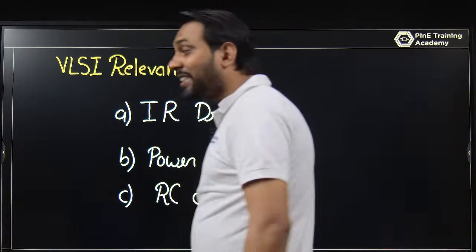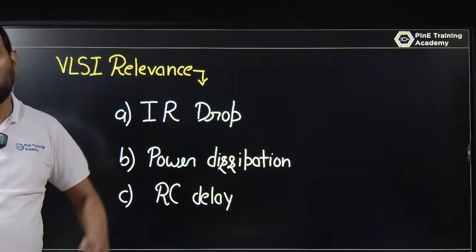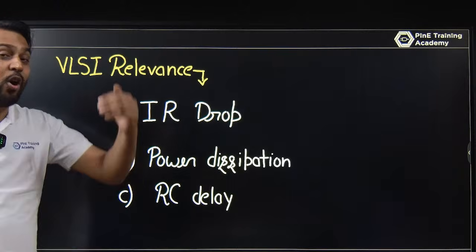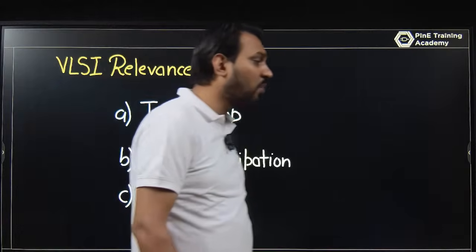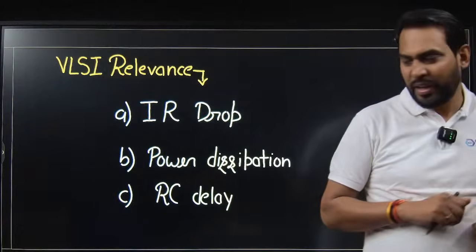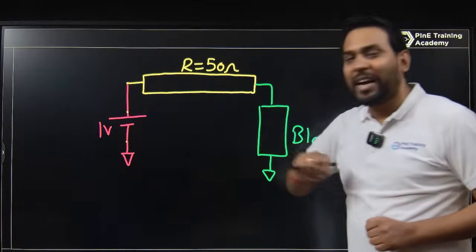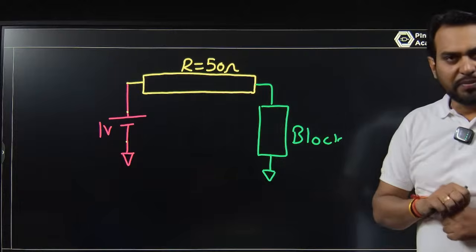So what is the VLSI relevance of Ohm's law? You can think of IR drop. From the first class to the fourth class, I am always talking about IR drop. In every class, I am talking about IR drop. What is the meaning of IR drop? I am explaining in this way: you have a supply of 1 volt, and you have a metal, and after the metal you have a block.